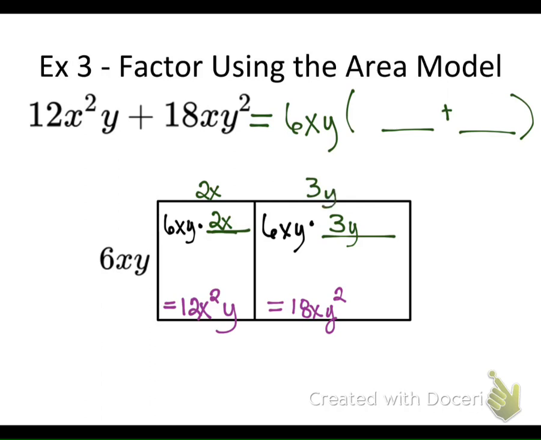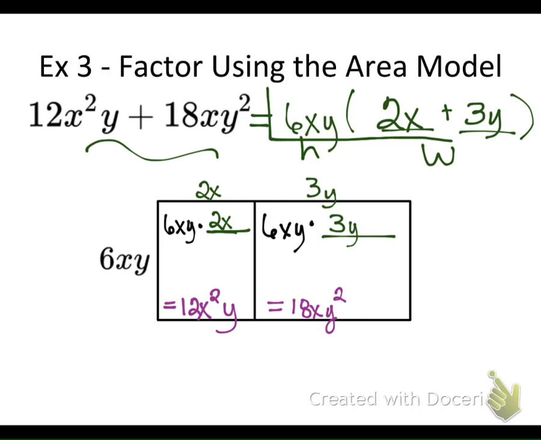Now I went ahead and started right out how we're going to write our answer. Remember the total area. So this here is my area. So area equals height times width. So what's my first width? And my second width? And we're going to box that portion there.